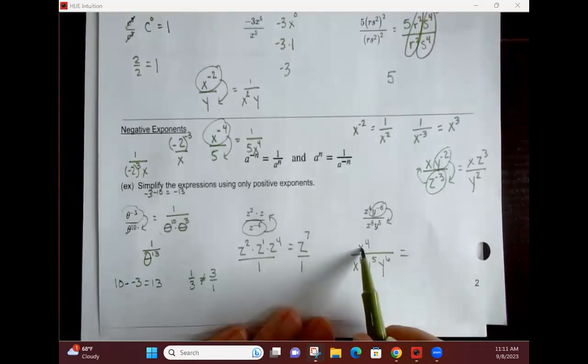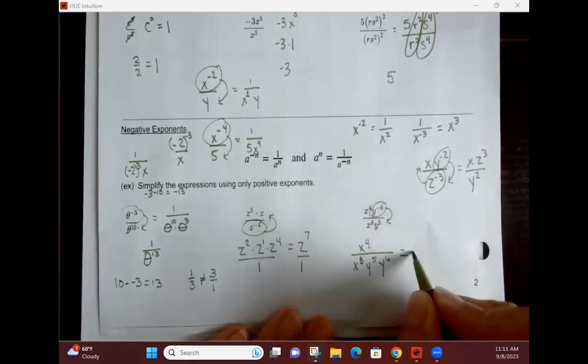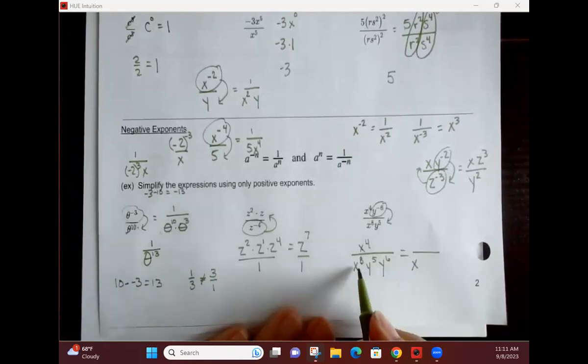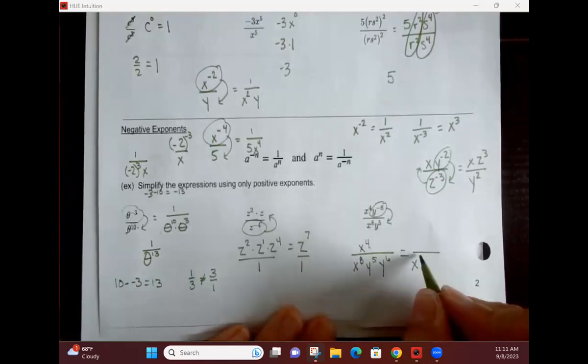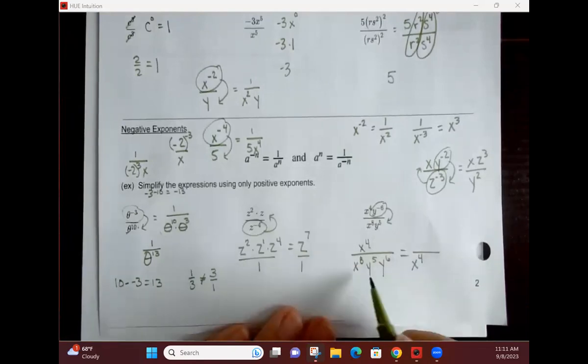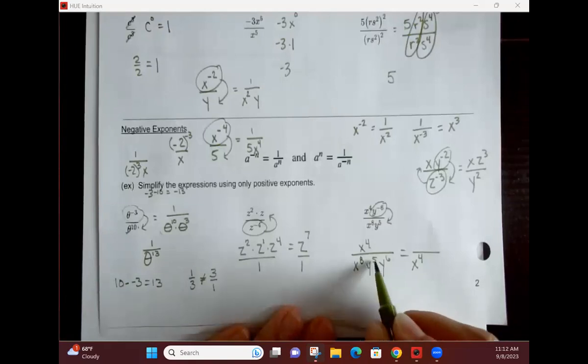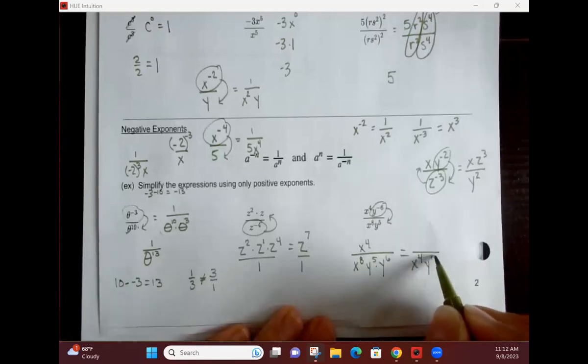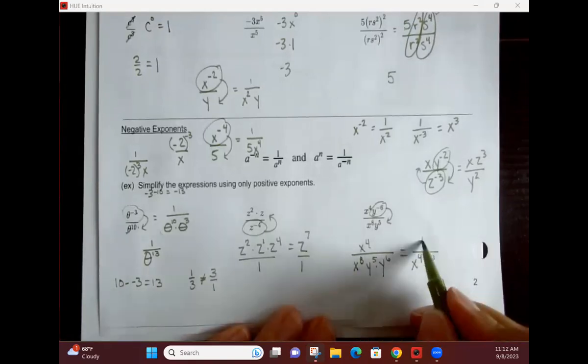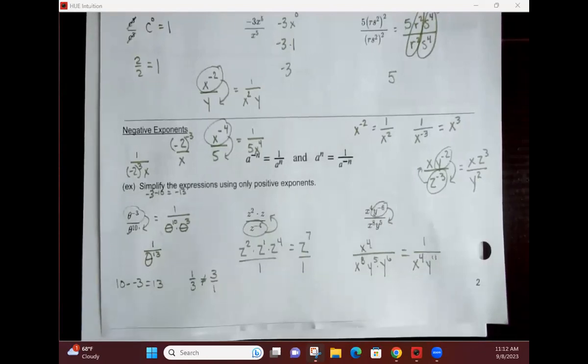So for my x's, I've got top and bottom. So I'm going to take big minus little, and it's going to stick on the bottom since that's where the bigger exponent lives. So 8 minus 4 is 4. And then my y's are only on the bottom here. So I add them, right? We're multiplying, so we add. This would be y to the 11th. Since these are all on the bottom, I do need that 1 placeholder on the top.